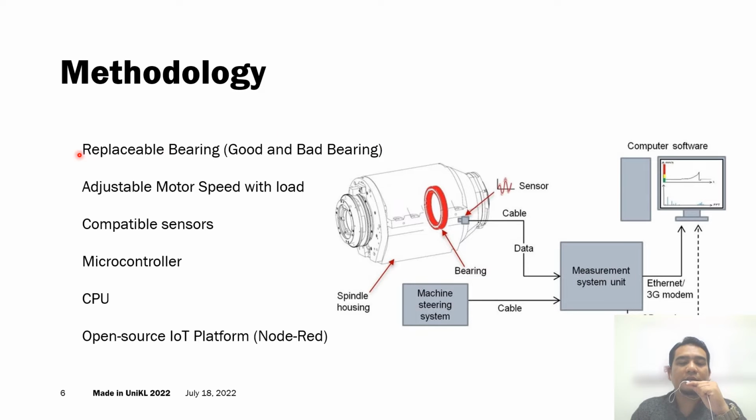So this is the methodology for this project. We use replaceable components. In this project, we use bearings as the components. We have adjustable motor speed and load. We have sensors to collect the signal from the machine and send the data to the CPU for processing. We have a microcontroller, we have a CPU to process the data, and we use an open source IoT platform.